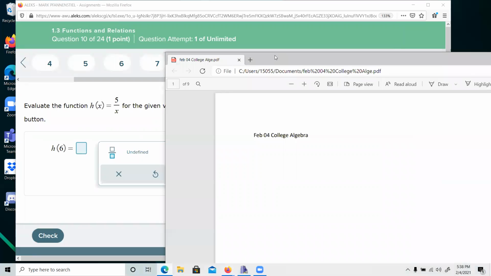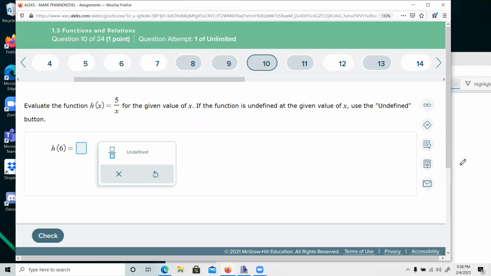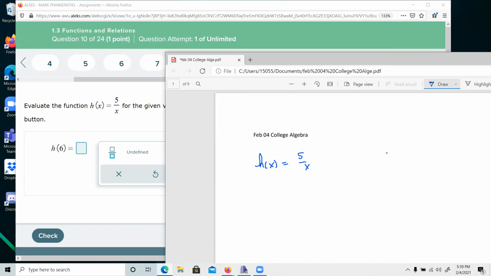So again, evaluate. We'll do a little bit more with this one. We'll say h of x is 5 over x for the given values. And then they pretty much ask us, what is h of 6? What they want us to do here is just replace that x with the 6. So it's just going to be 5 over 6. That's all we're supposed to do with that. If it was h of 10, we would just type in that.